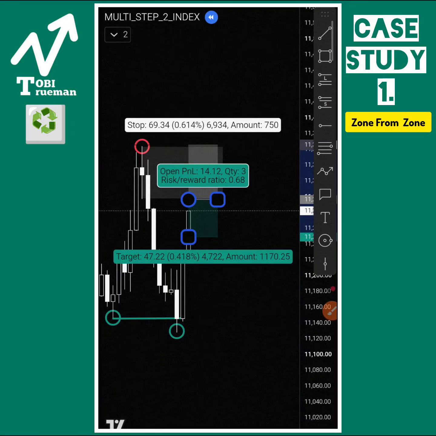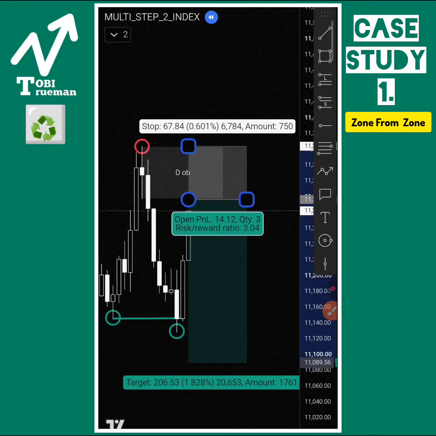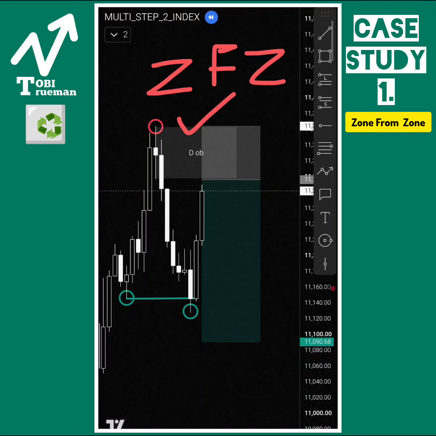and you target your 3R, your risk to reward, the only issue here is that you don't have any other confirmation to boost your confidence that this particular supply zone is going to work out. That is why we now want to use ZFZ, which is zone from zone.